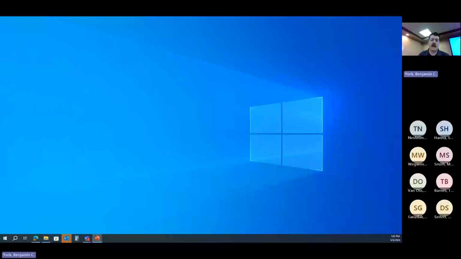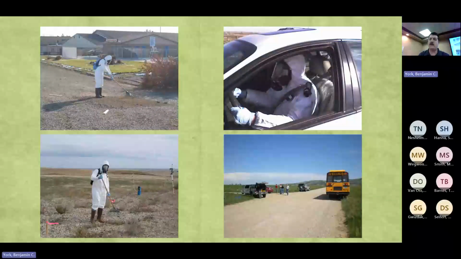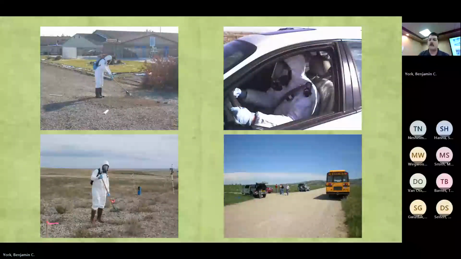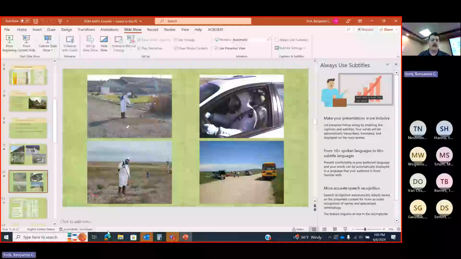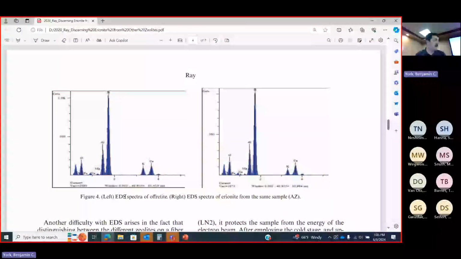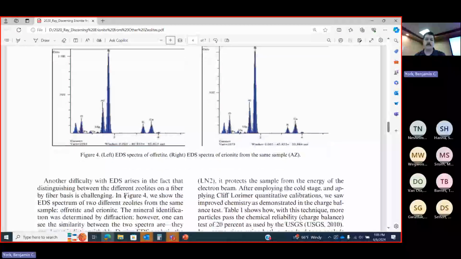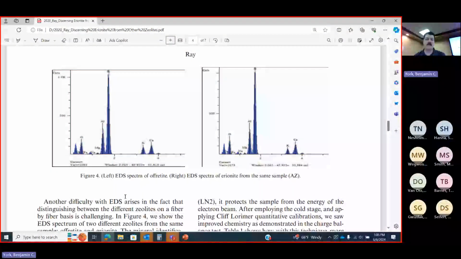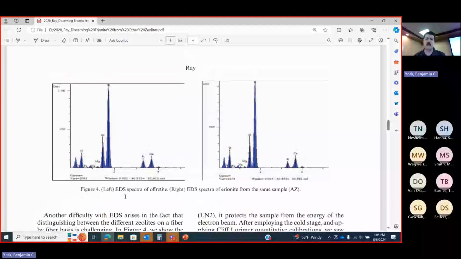But basically, this lab that does a whole bunch of the asbestos research wrote a little paper describing all the issues they had with trying to analyze Erionite. So this picture right here shows the very strong similarities between ophiolite and Erionite just from a spectra perspective. You can see the spikes, they're almost identical.